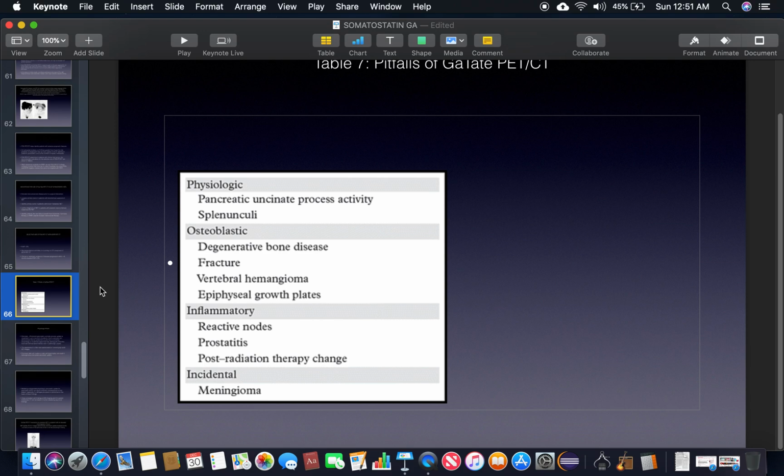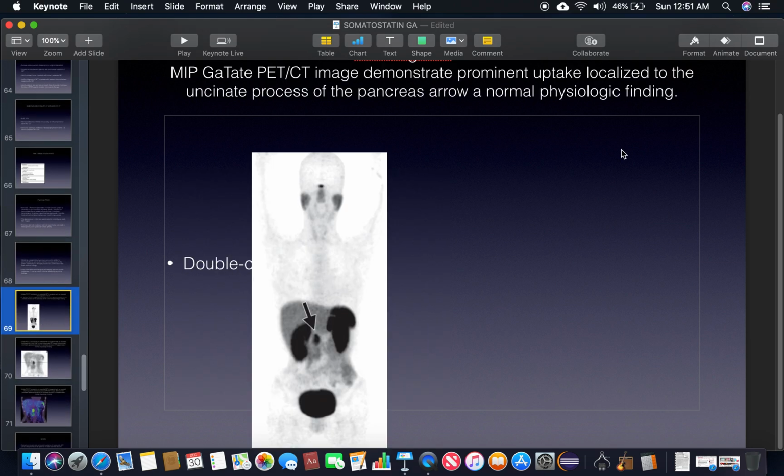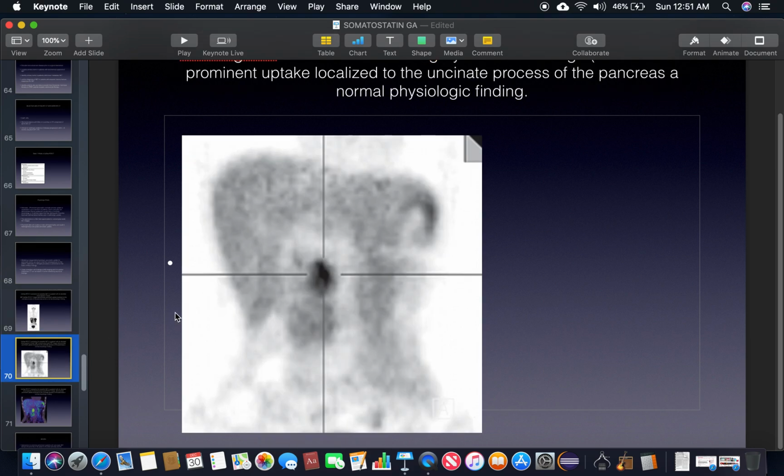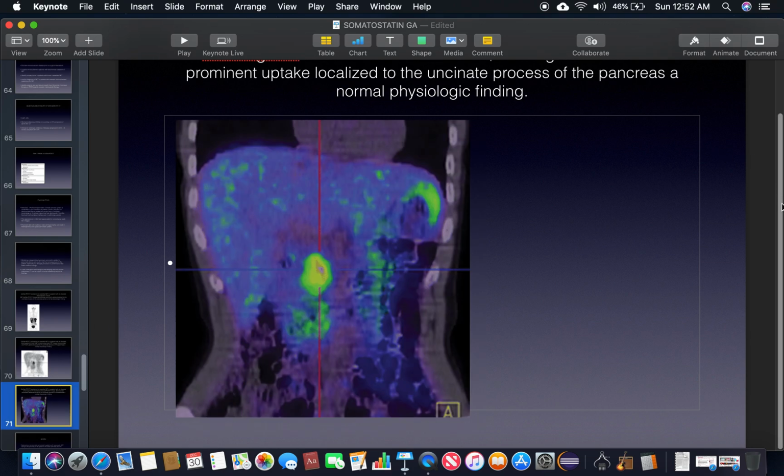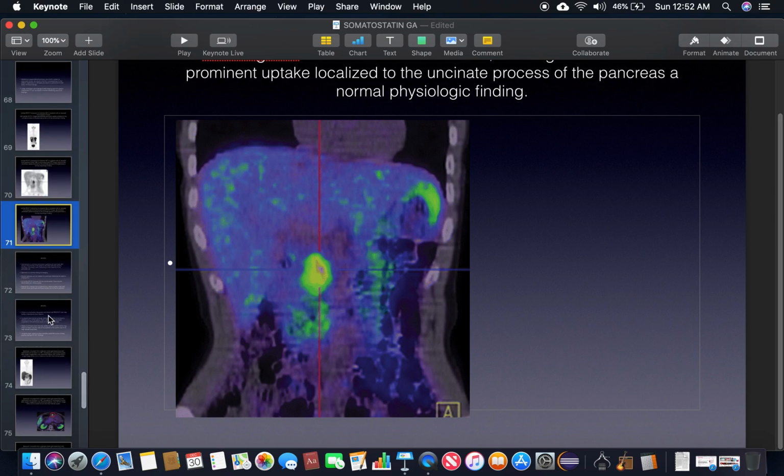I'm going to talk briefly a little bit about some of the false positives. There can be physiologic uptake in the uncinate process. Splenules can show uptake, and the reason this is relevant is because a lot of these patients undergo splenectomy. Then osteoblastic activity, degenerative bone disease, fracture, vertebral hemangioma, epiphyseal growth plates, inflammation, reactive nodes, prostatitis, post-radiation therapy, and then of course incidental changes like meningioma. So here's an example. There is increased uptake here, which one would think is pathologic, and again the same high degree of uptake. And then we find that this is basically prominent uptake in the uncinate process of the pancreas. There's no tumor here.